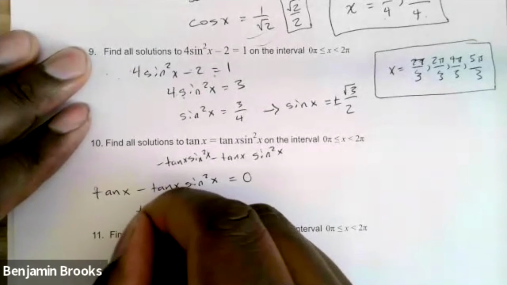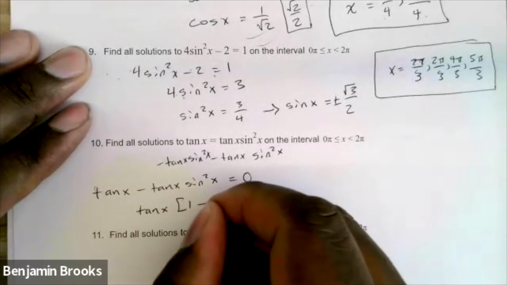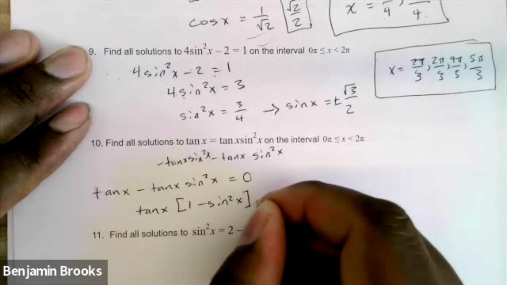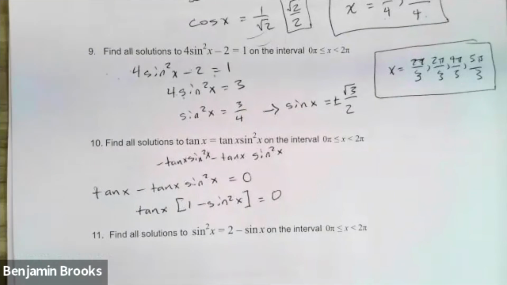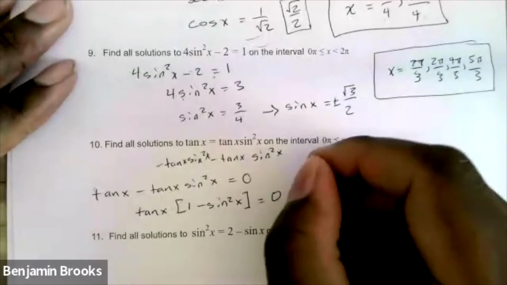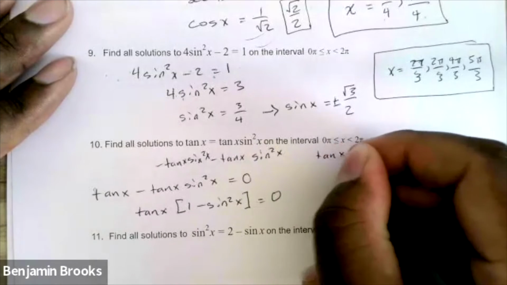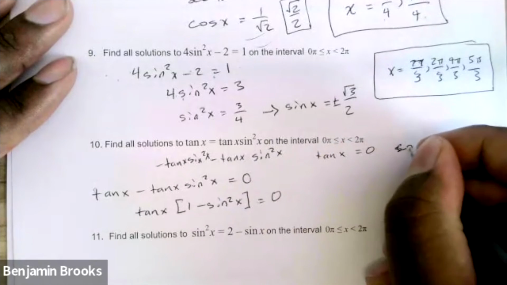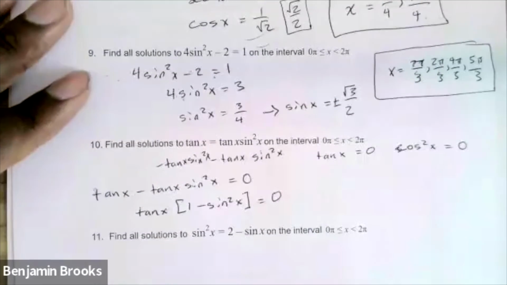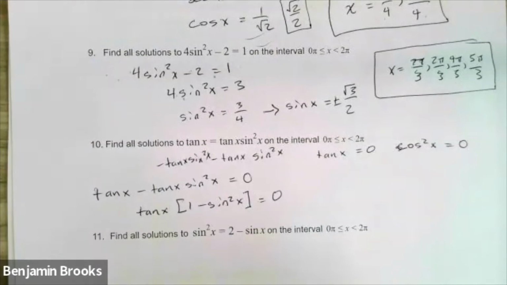Exactly. You're going to factor the tangent out. You end up with tangent of x times 1 minus sine squared x equals 0. All right. And 1 minus sine squared x is actually cosine squared x. So what I could really do technically in this problem, if I wanted to, is say, okay, I've either got tangent of x equals 0 or cosine squared x equals 0. Now you could say 1 minus sine squared x equals 0, then solve, with sine squared equal to 1. But remember, that would be the exact same thing as cosine being 0. Does that make sense? All right.